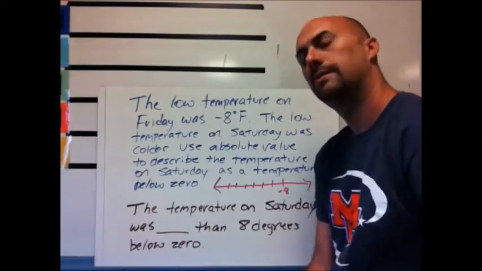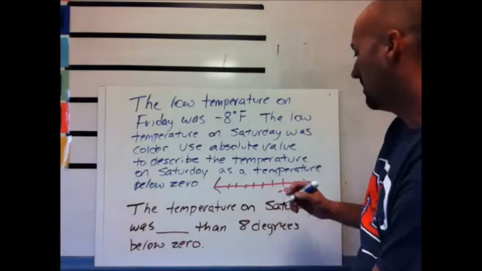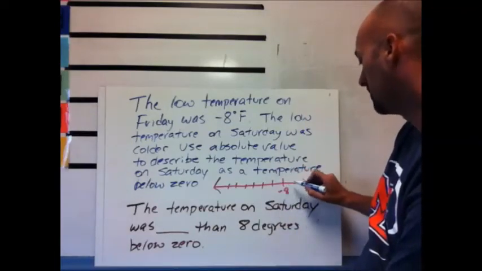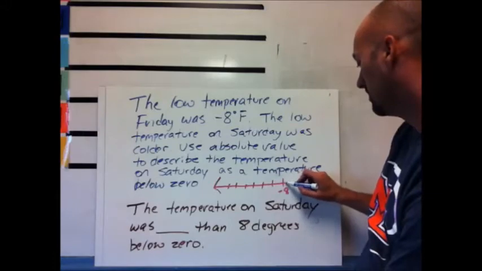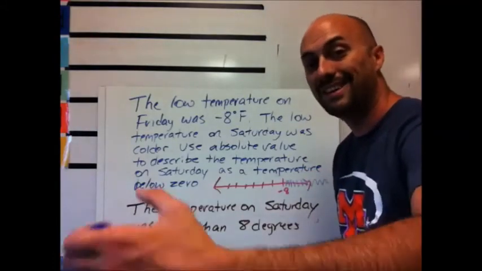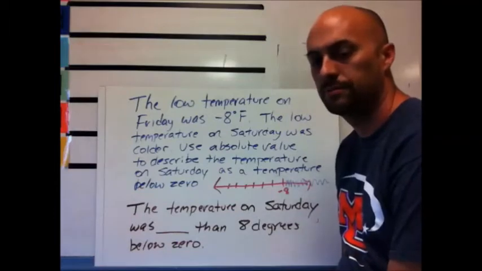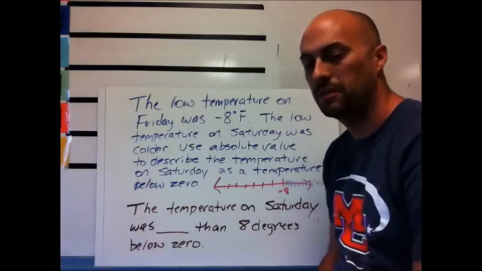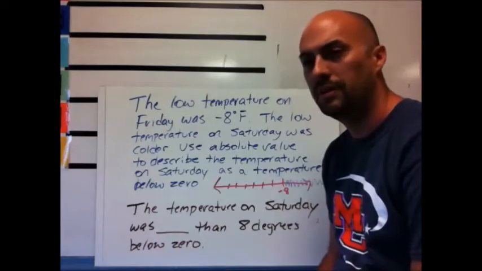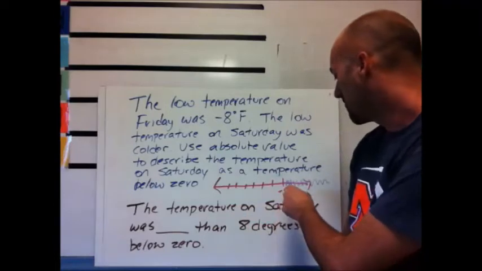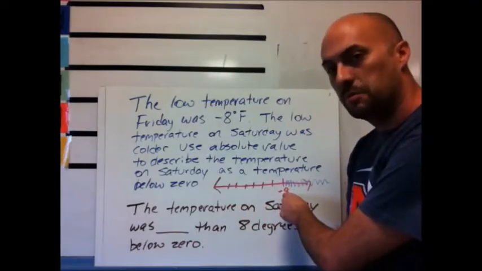Now, think about what that means. Less than 8 degrees below zero is any of these numbers here. -7 is less below zero. It's a bigger number, but it's less below zero. And I know that's really confusing to some people sometimes. Think about that for a second. I've got -8. That was my temperature on Friday.